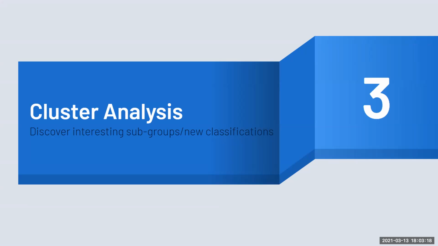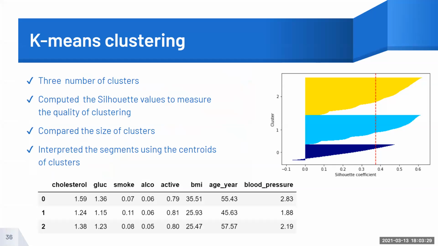Next, we wanted to discover some interesting and meaningful subgroups. So we used a cluster analysis. We performed k-means clustering, and we tried different numbers of clusters. Among them, 3 clusters performed better.